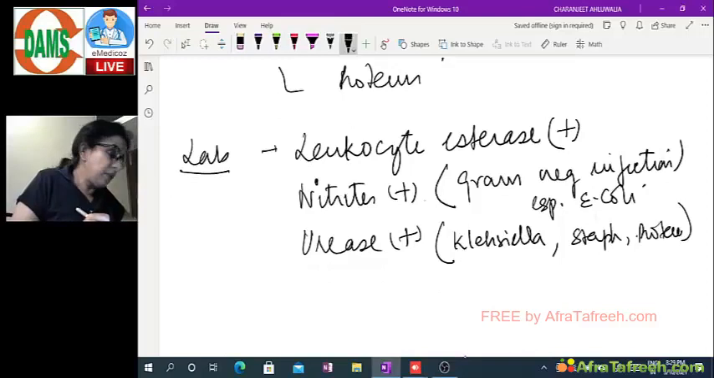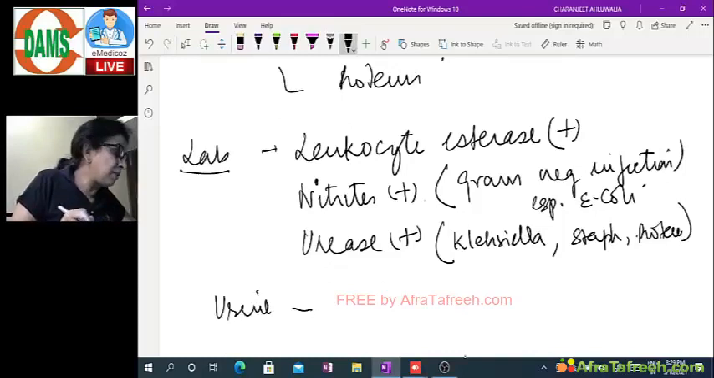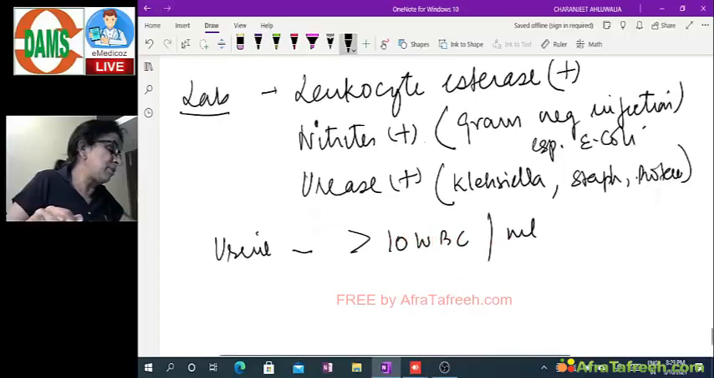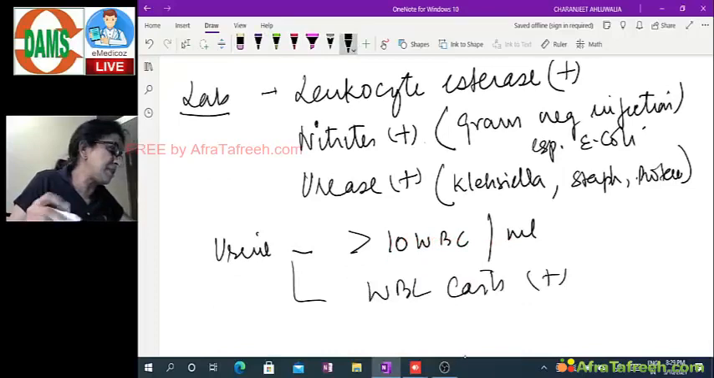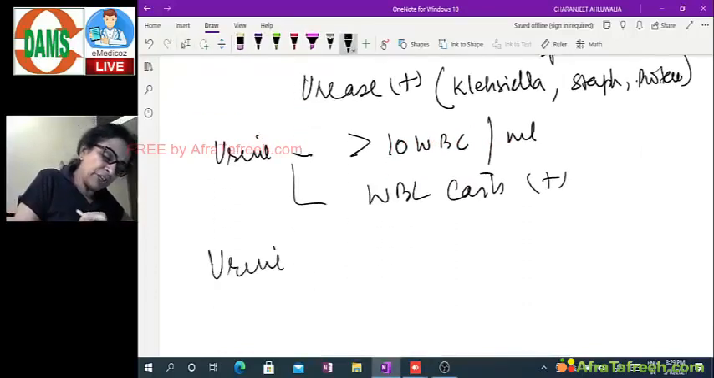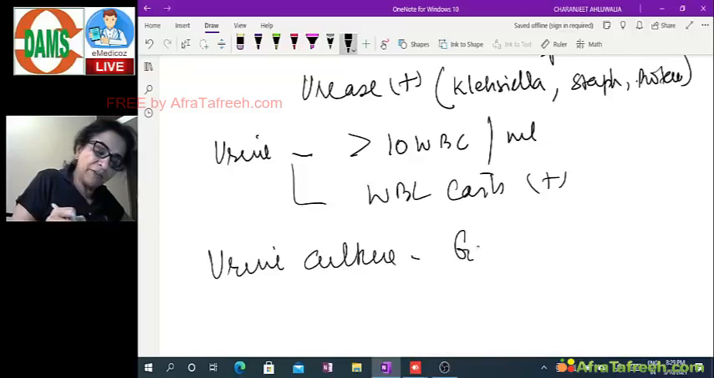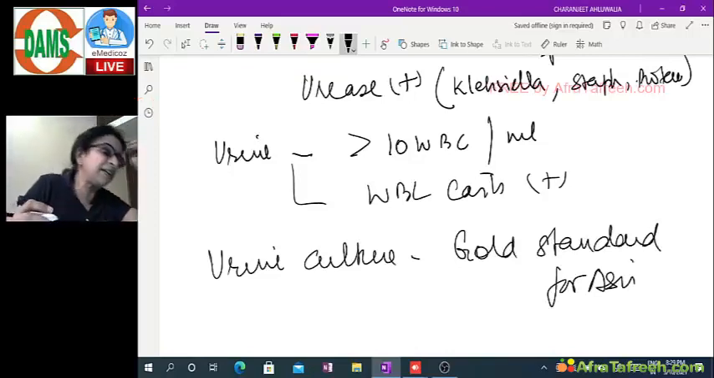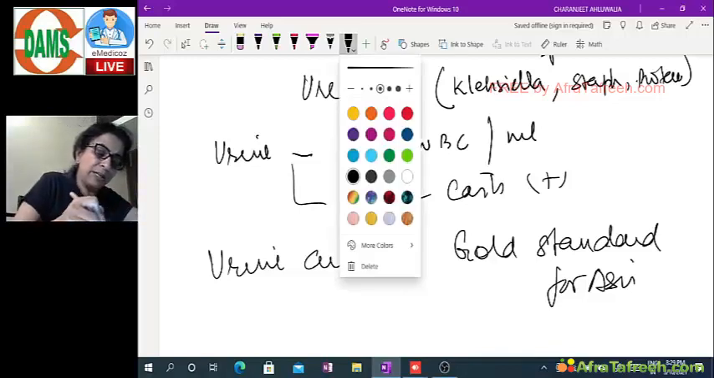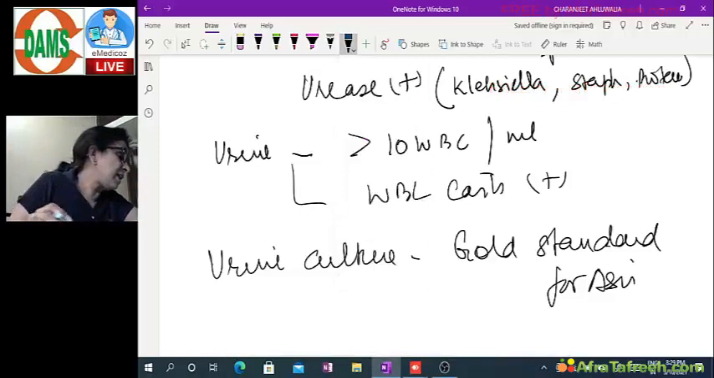Then, beyond the urine dipstick, urine microscopy will show WBCs, more than 10 WBCs per ml, plus you may see WBC casts in the urine. And of course, urine culture is the gold standard for diagnosis. You will have to culture the urine, find out which organism is causing it, and also do a sensitivity. So urine culture is diagnostic. So this is acute bacterial cystitis.